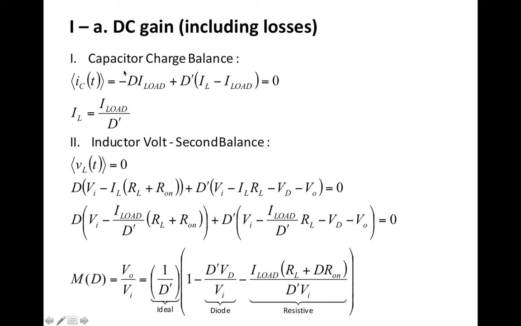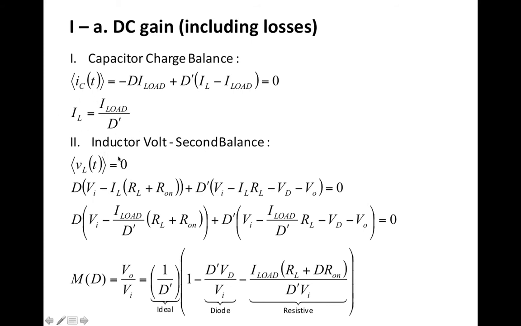So now we can write a capacitor charge balance equation. The average of the capacitor current over one switching cycle should be 0. This means D times the capacitor current over the first part plus D prime, or 1 minus D, times the capacitor current during the off state should be 0. And this means the inductor current should be the load current divided by D prime. This is similar to the ideal case. So if we include losses, there is still this relationship between input current and load current.